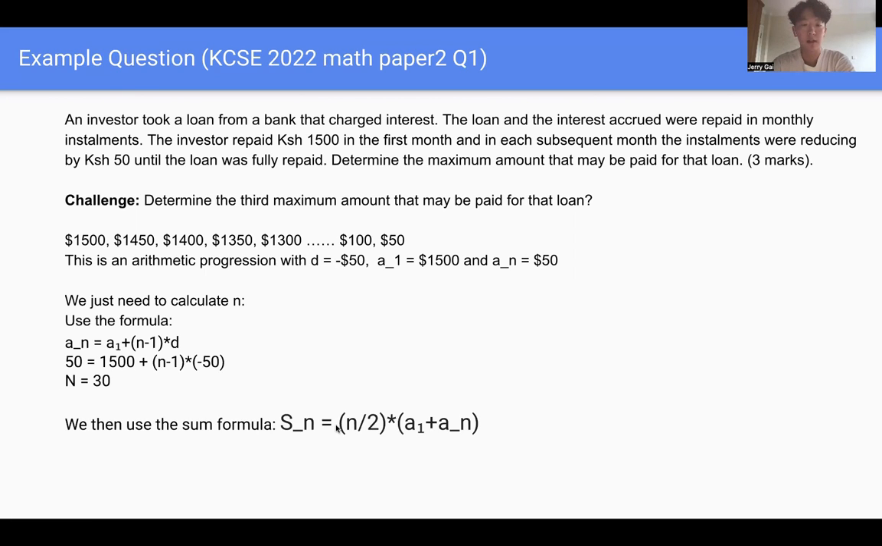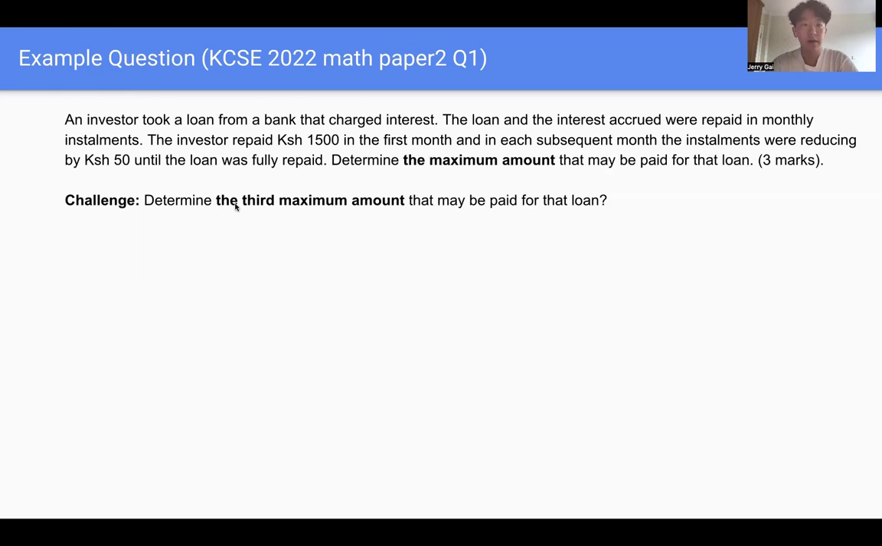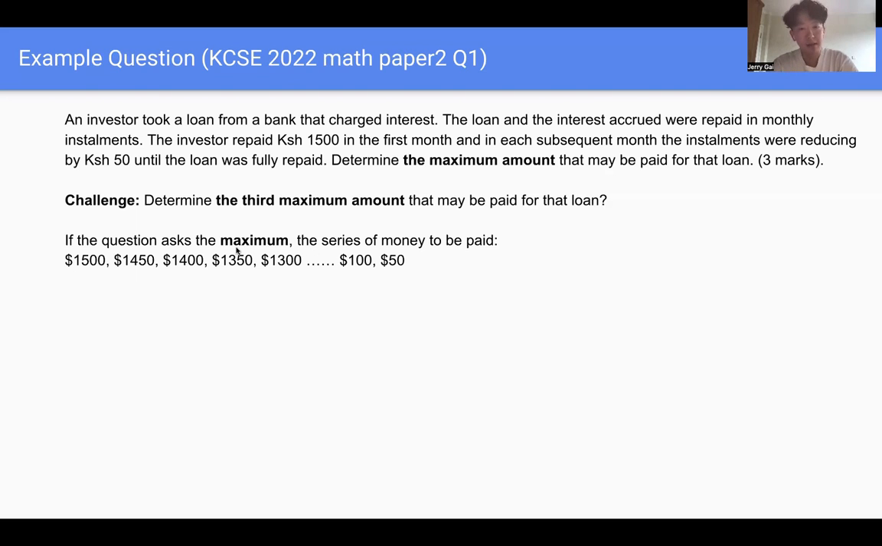We can then use the sum formula to calculate the summation, which is equal to the maximum amount that might be paid for the loan. And the summation is 23,250. The challenge question is asking the third maximum amount. So what does this mean? If the question is asking the maximum, that means you pay all the sequence of monies until you don't have any money remaining to pay. That is, your money reduces to 0, and that amount equals the amount of the loan.